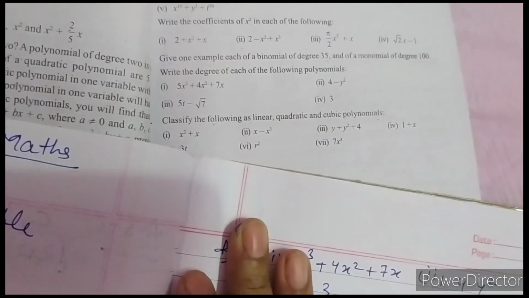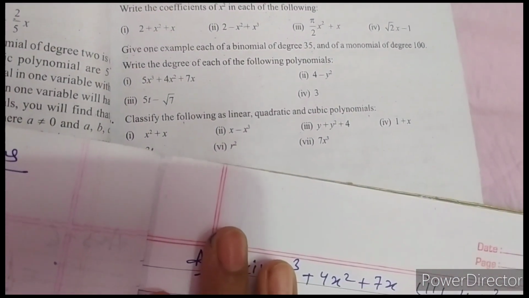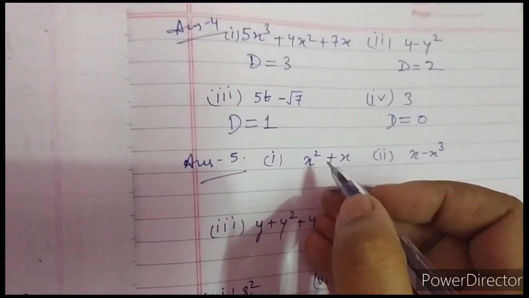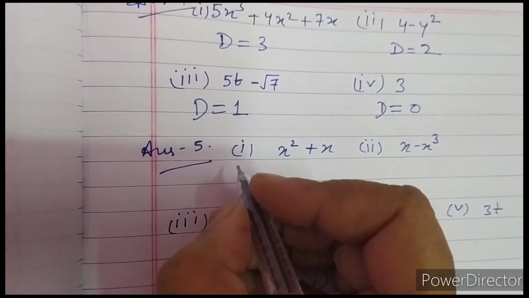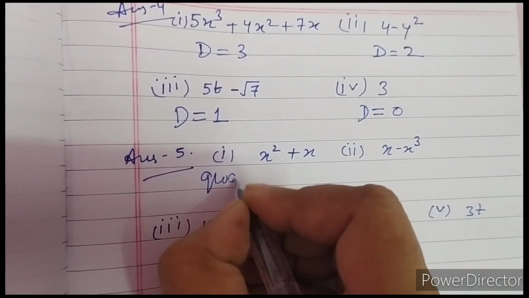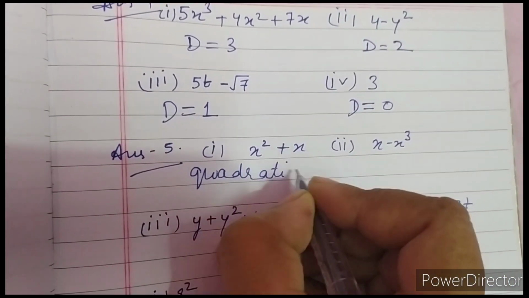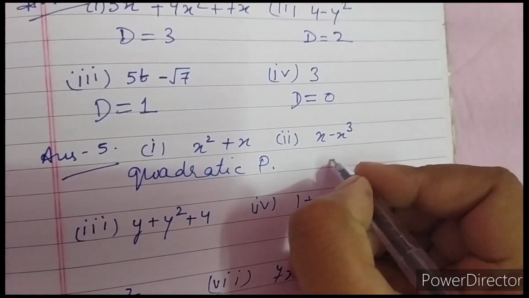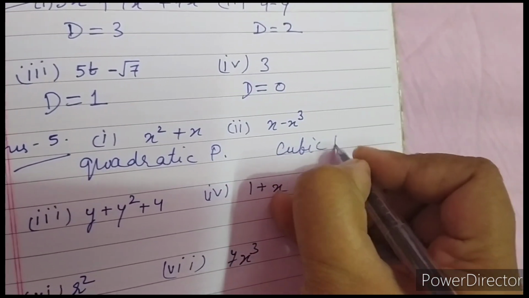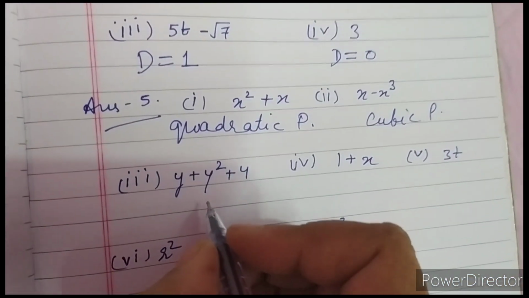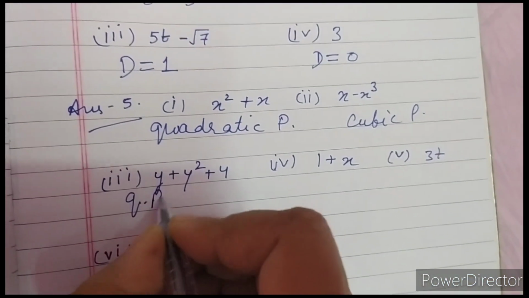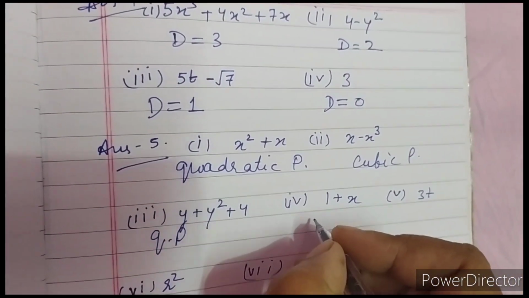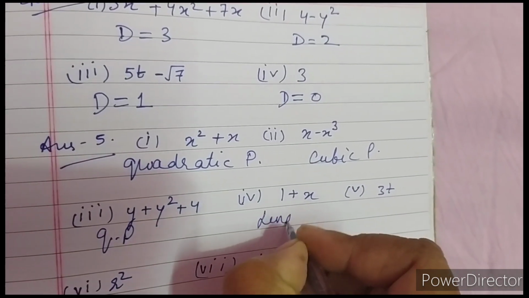Question number 5 is, classify the following as linear, quadratic and cubic polynomials, and here the classification is done on the basis of the power. If the polynomial has maximum power 2, it is called a quadratic polynomial. If the maximum power is 3, it is termed as a cubic polynomial. Again here the maximum power is 2, so quadratic polynomial. Here the maximum power is 1, so it is a linear polynomial.